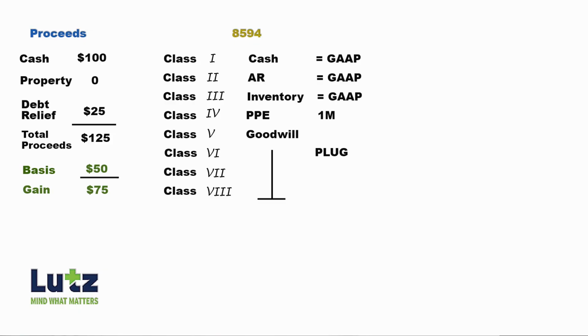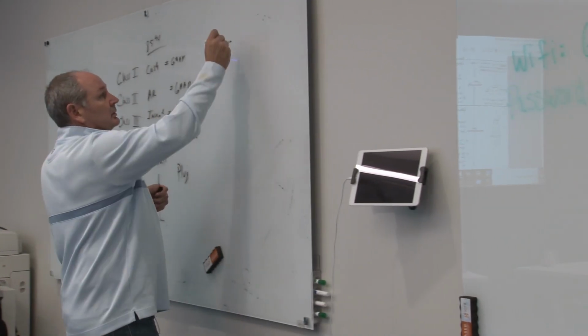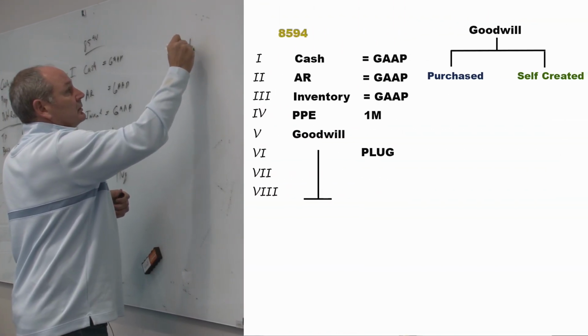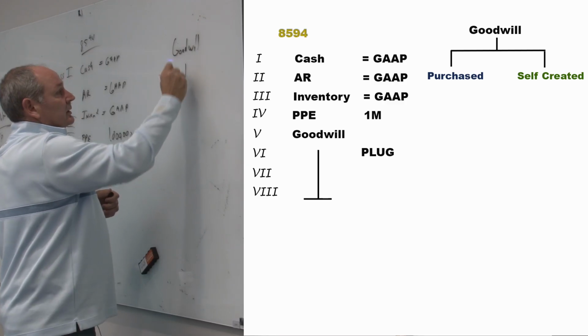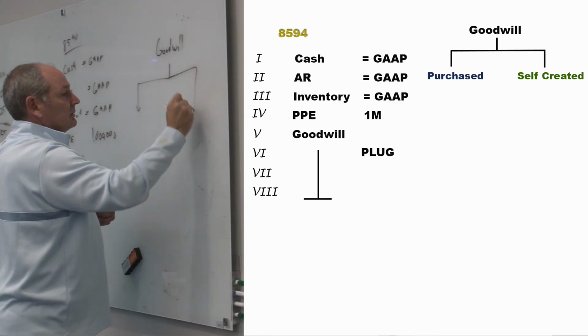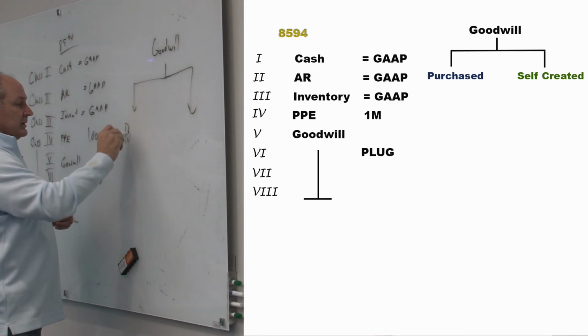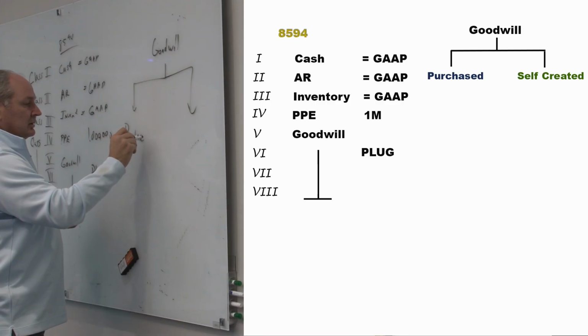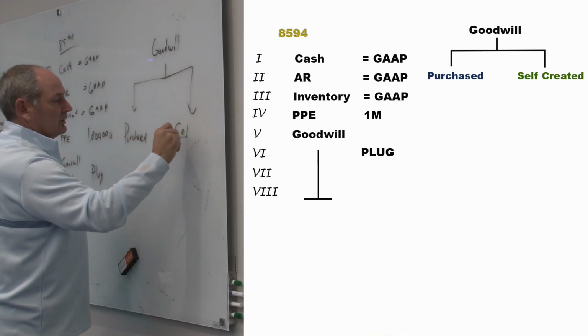Purchased goodwill could be an issue also. It could, but you're stuck no matter what. Okay, so what Steve just brought up is that goodwill can come into two categories: one is purchased goodwill, and one is self-created goodwill.